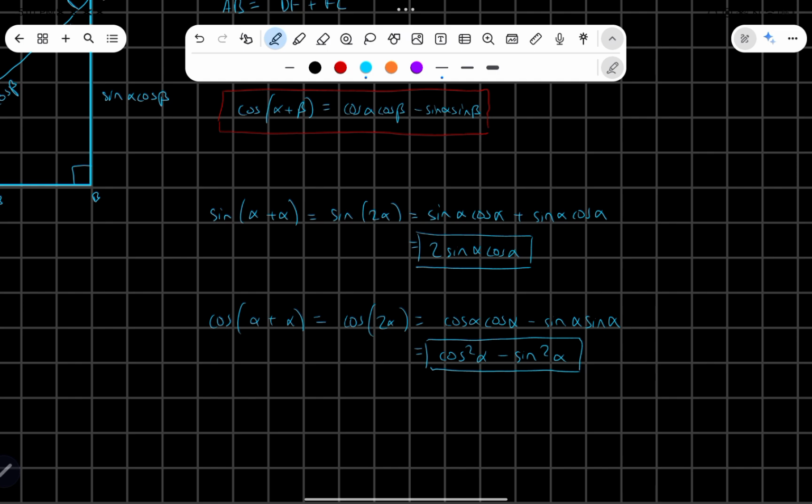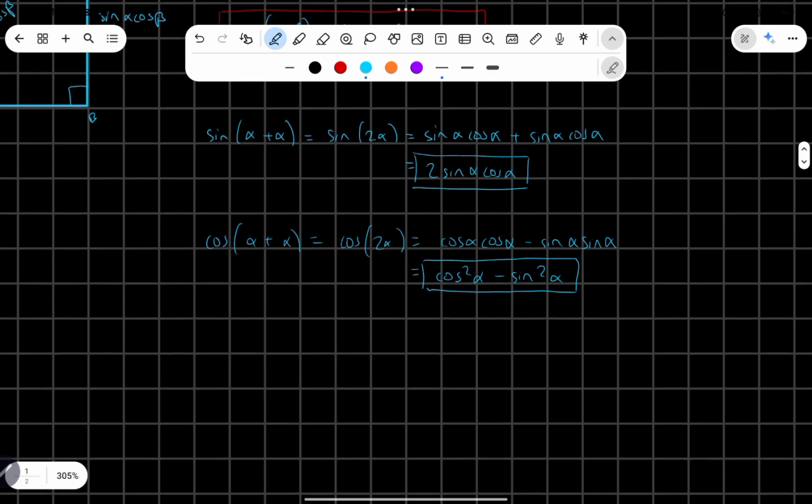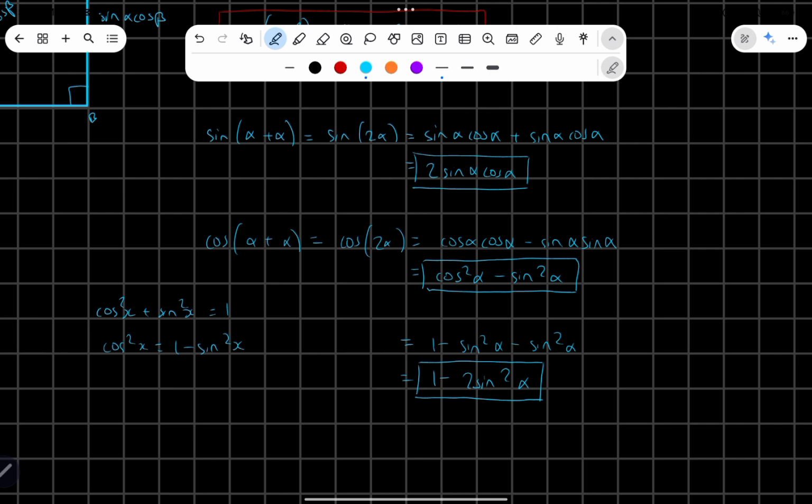However, I can rewrite the cos double angle formula because I know that cos x squared plus sine x squared is equal to 1. So I can rearrange this to show that cos squared x is equal to 1 minus sine squared x. And I can use this to rewrite this as 1 minus sine squared alpha minus sine squared alpha, which is the same as 1 minus 2 sine squared alpha. There we go. So this is what cos 2 alpha is in terms of sine only.